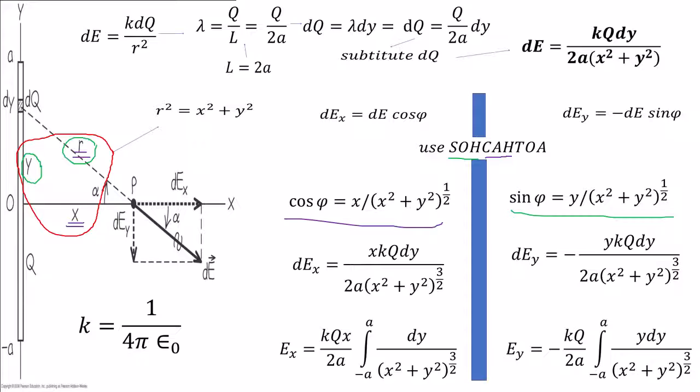So we expand the equation more by integrating it. Put the constants outside the integration so we can have a small equation to integrate. So the electric field in the x-axis is equal to k times q times x over 2a times the integration of dy over x squared plus y squared to the 3 halves from negative a to a. The electric field in the y-axis is equal to negative k times q over 2a times the integration of y dy over x squared plus y squared to the 3 halves from negative a to a.